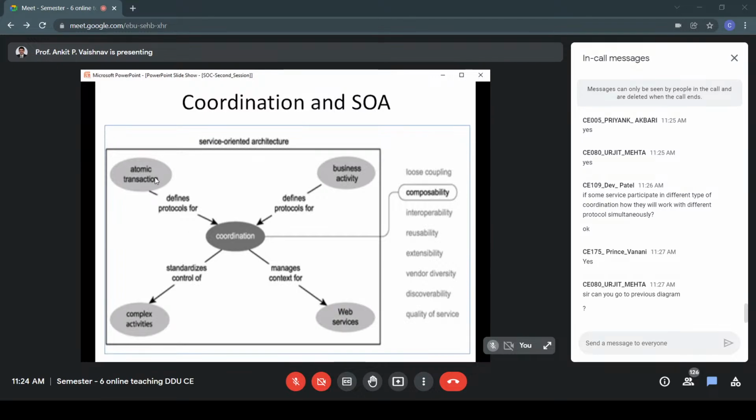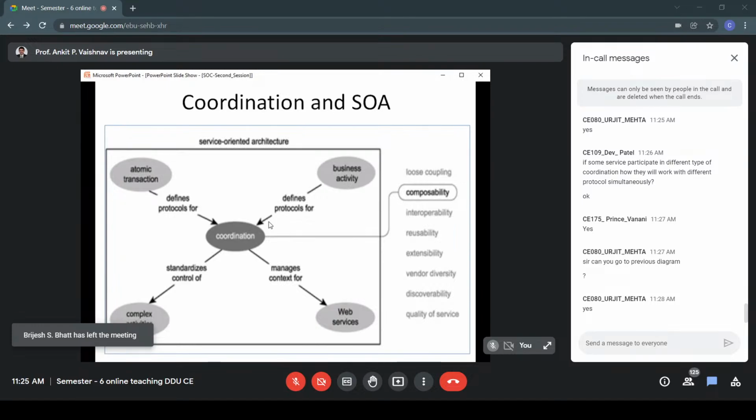See, these are not services, right? Atomic transaction is depicted as a concept over here. Business activity is depicted as a concept, right? These two concepts provide you the protocols for doing coordination. That is the meaning of these first two arrows. Understood that? That part at least, right?